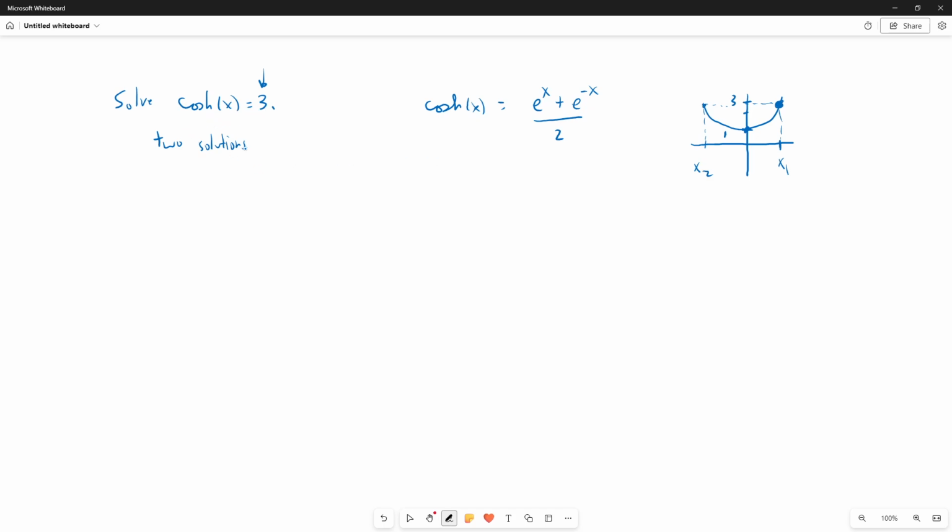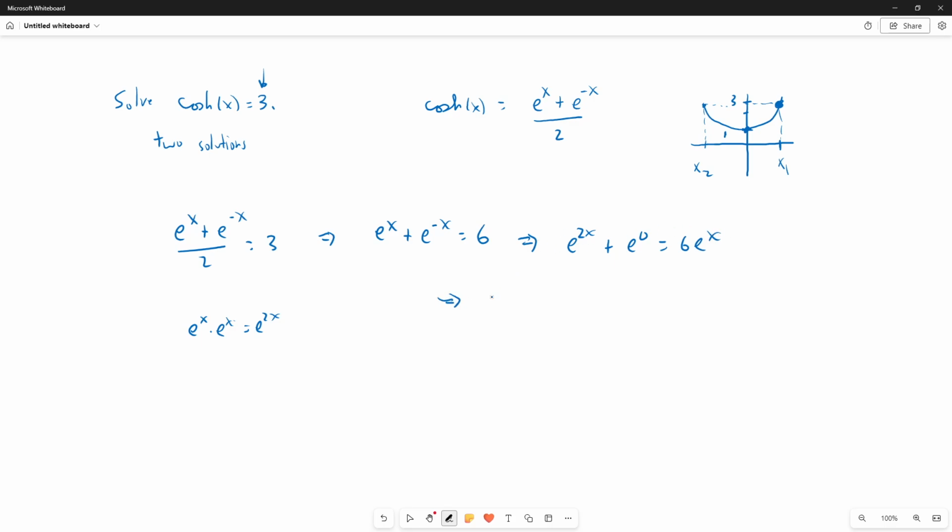Okay, so cosh x is equal to 3. We'll just use this form of the cosh, e to the x plus e to the negative x over 2 is equal to 3. Multiply both sides by 2, e to the x plus e to the negative x is equal to 6. And now what we'll do is multiply both sides by e to the x. e to the x times e to the x is e to the 2x, add the exponents. e to the x times e to the negative x is e to the 0, add the exponents, and that equals 6e to the x.